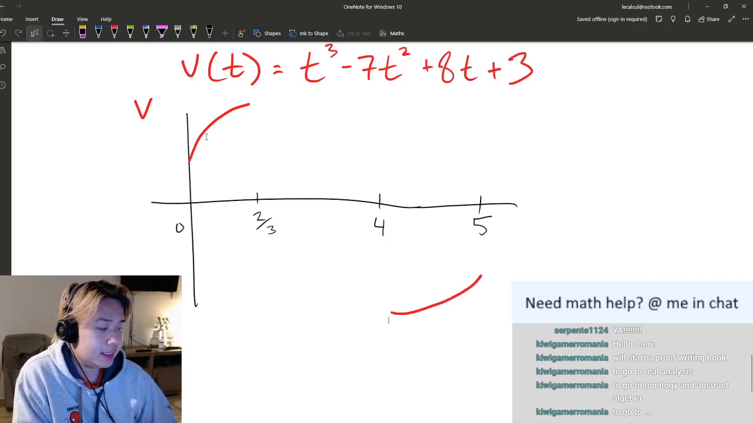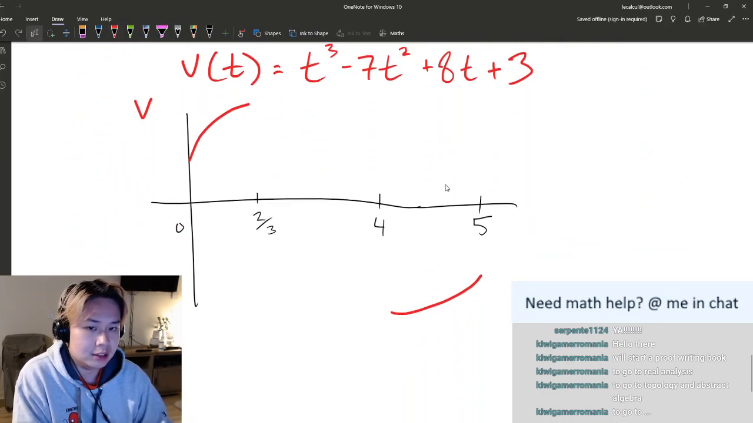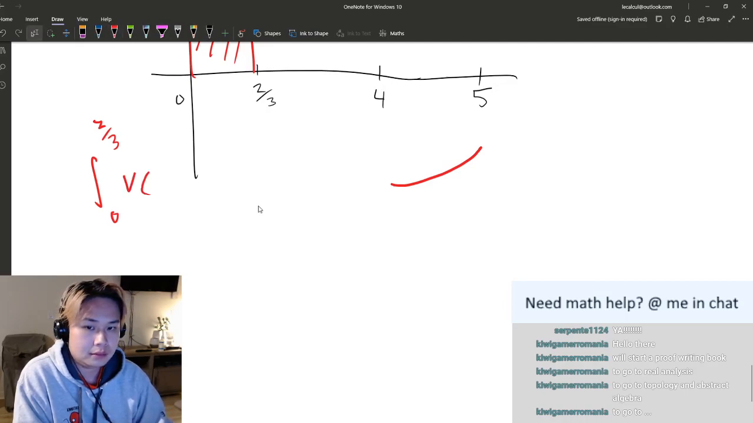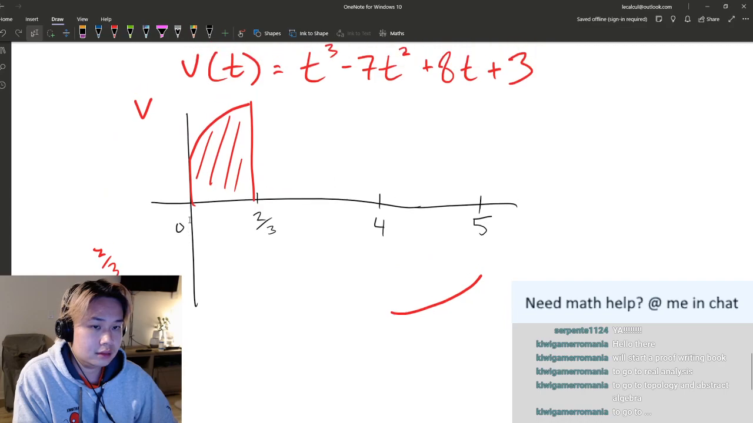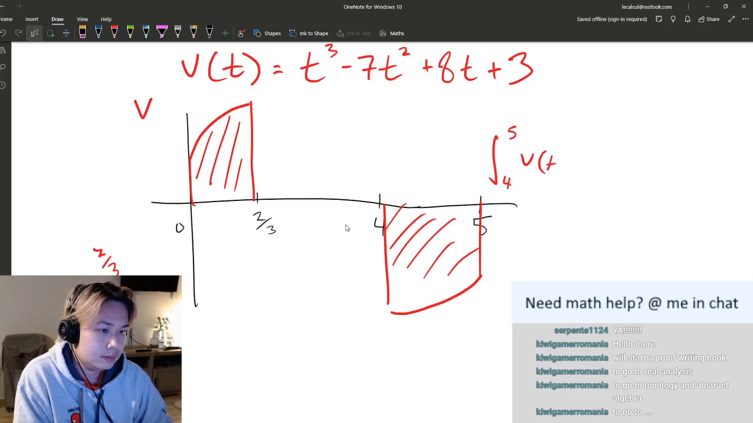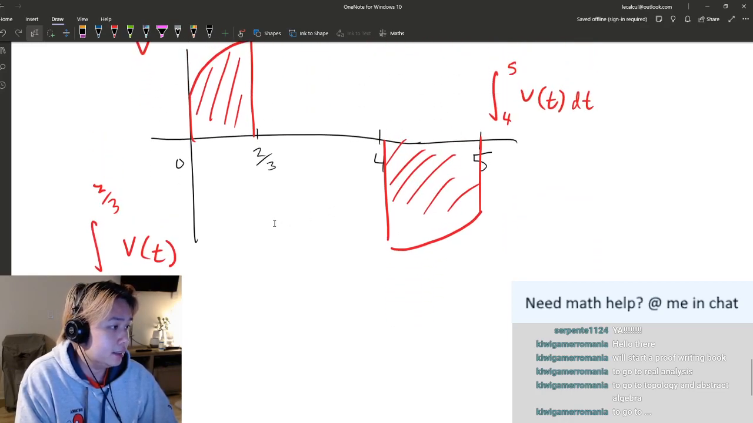So here's what my velocity looks like in the sections where the velocity is increasing. So if I want to find total distance, right, I'm going to take the integral. So first I take the integral from 0 to 2/3, and that's going to be this area right here. Now, when you take the integral from 4 to 5, it's going to be a negative value because your area is below the x-axis.